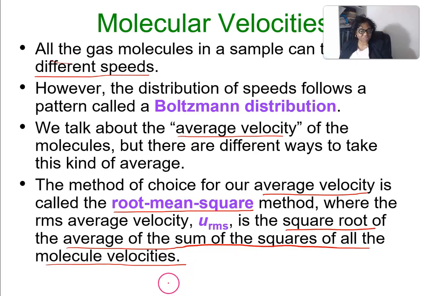The square root of the average of the sum of the squares of all the molecules' velocity. And this is how we write it. Root mean square. So this is the sum of velocity squared divided by N, and this is the mean. Then you take the square root. You can write it this way.